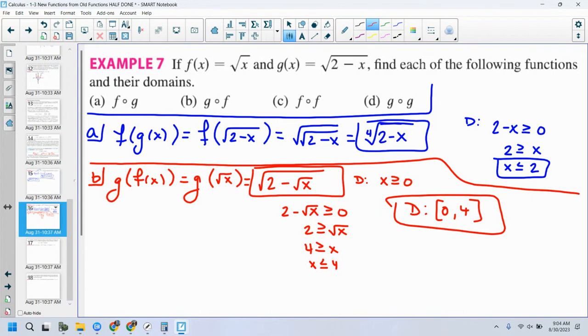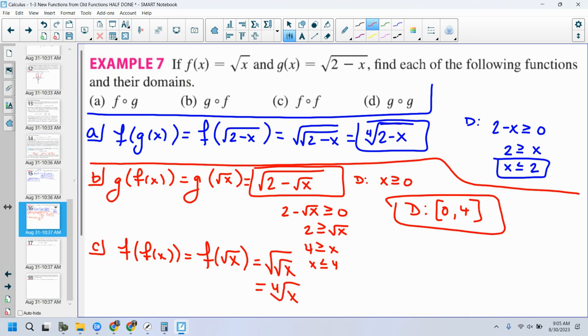Be careful here. The notation is just saying take F and put it back into F. For part C here, you would say F of F of x, which is F of radical x. So you would just say radical x, fourth root of x. Domain is greater than or equal to 0. The innermost was greater than or equal to 0, the final is greater than or equal to 0, and so on.